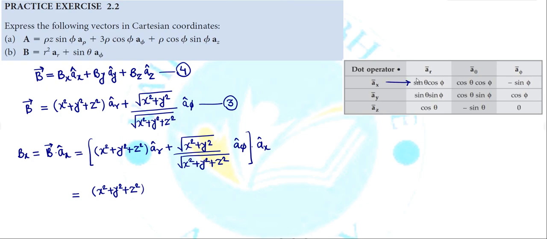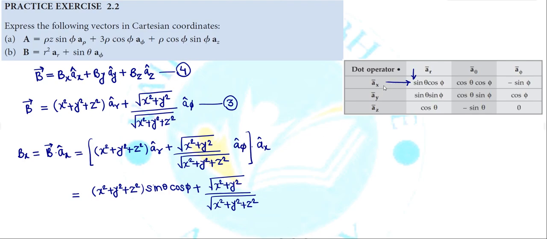So now you can refer to this vector transformation table. So dot product in between that AR and AX will be what now? Sin theta cos phi. So this term will be sin theta cos phi plus square root of x square plus y square divided by square root of x square plus y square plus z square. Now the dot product in between that a phi and ax.